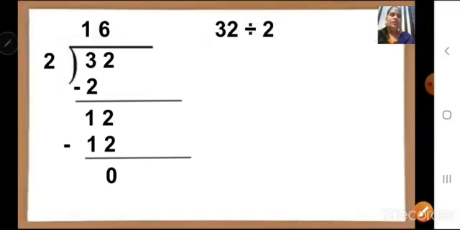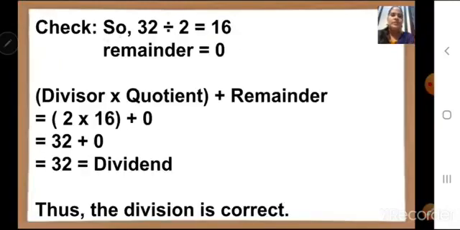Yes children, note down all the steps properly in your notebook. Now after this we have to check the answer also. Correct? So we will write 32 divided by 2 is equal to 16. Remainder is equal to 0. Correct? Then we will write the formula: divisor into quotient plus remainder, and what we have to find out is equal to dividend.